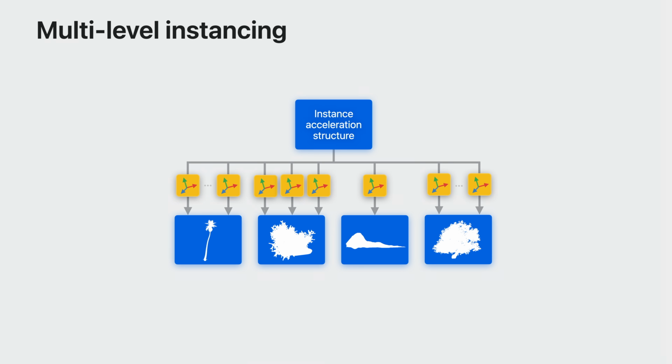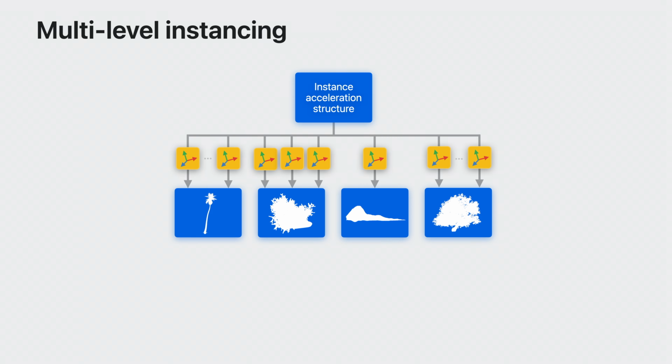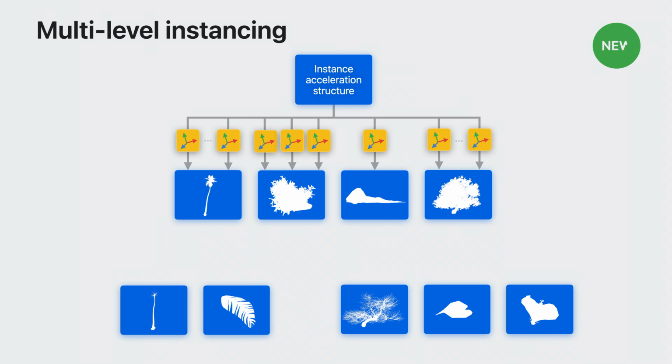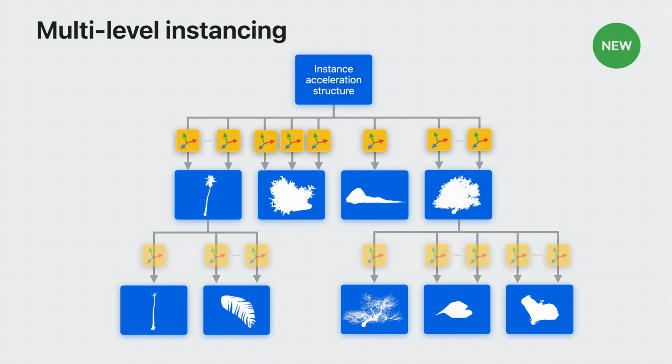So far, I've talked about the two-level model of instancing. In this model, a forest in the Moana Island scene is composed of thousands of instances of different trees. But if we dig deeper, a tree itself is a trunk with many copies of the same leaf. You can take advantage of this structure using the new multi-level instancing feature. With multi-level instancing, an instance acceleration structure can contain not just primitive acceleration structures, but also other instance acceleration structures.